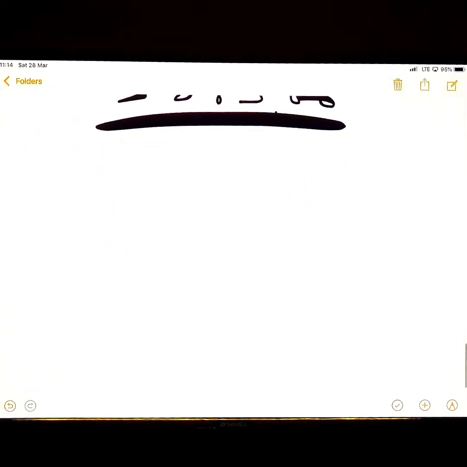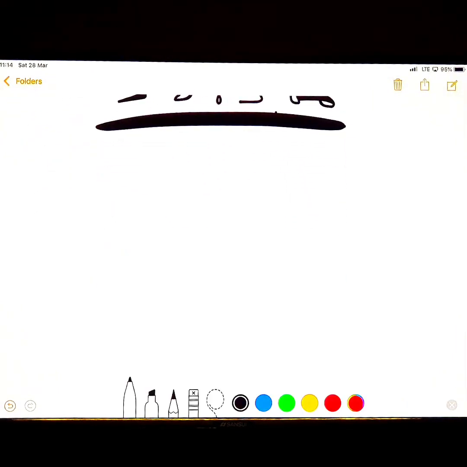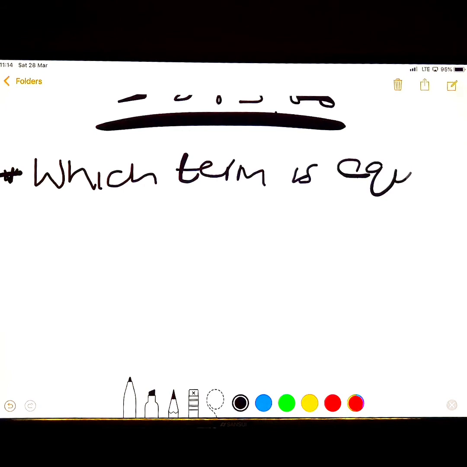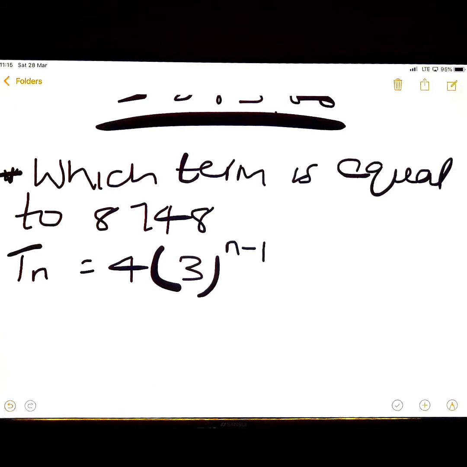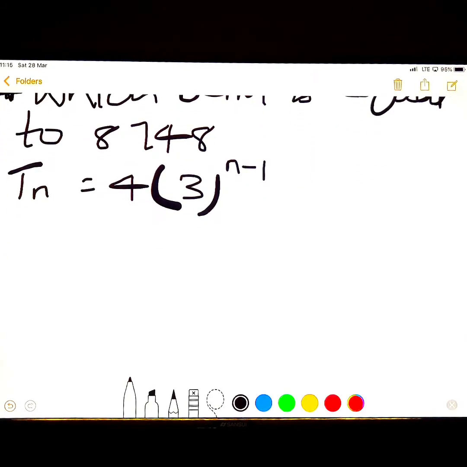And now we want to find the position using the geometric sequence. Okay, let me take another example without using this one. So let's say they say, which term is equal to 8748? And then they gave you a general term which is Tn is equal to 4 times 3 to the power n minus 1.